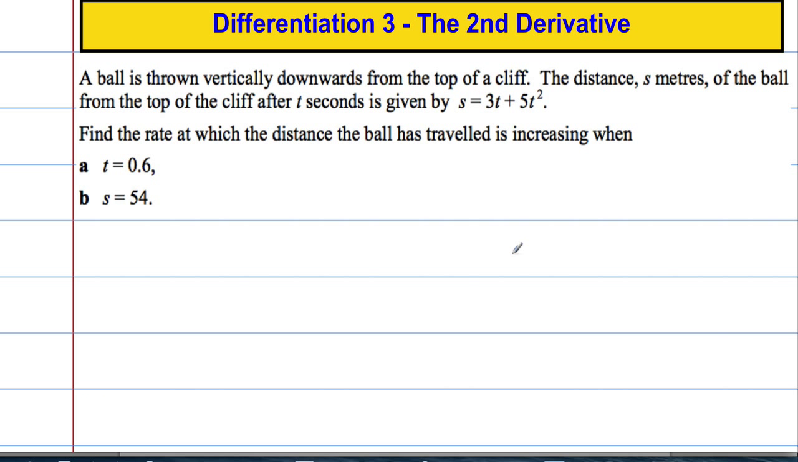So, suppose a ball is thrown vertically downwards from the top of a cliff, and the distance s in meters of the ball from the top of the cliff after t seconds is given by s equals 3t plus 5t squared.